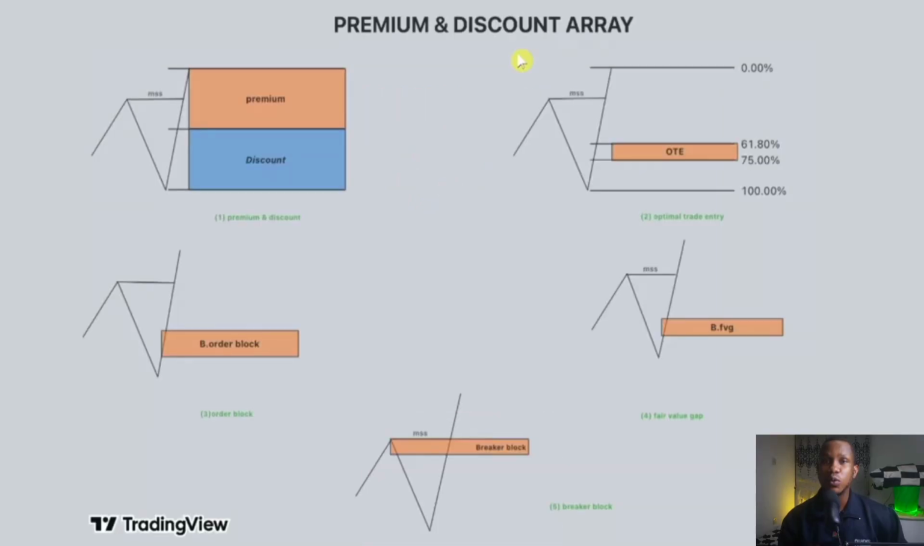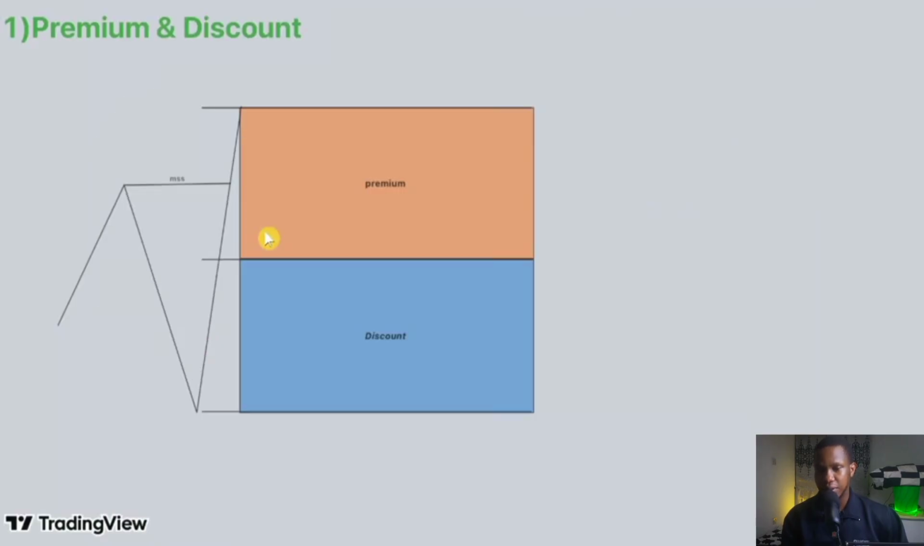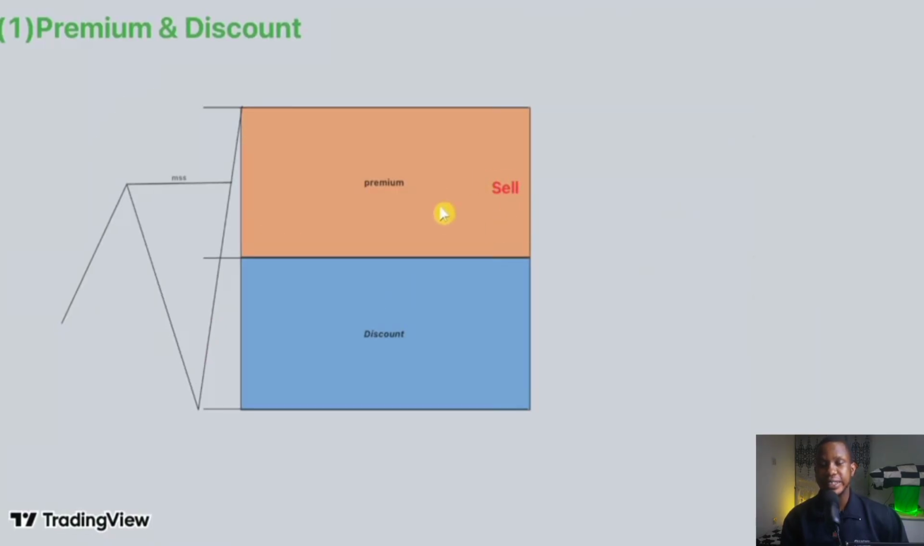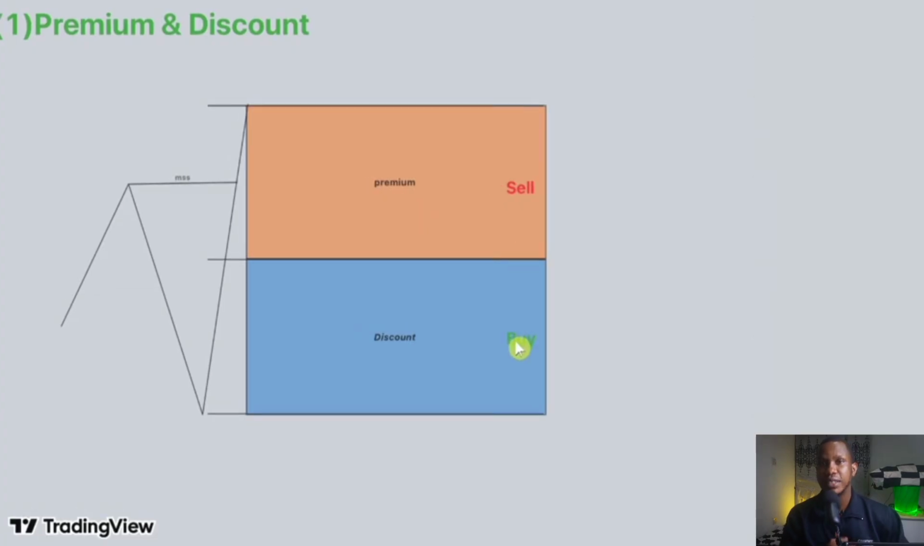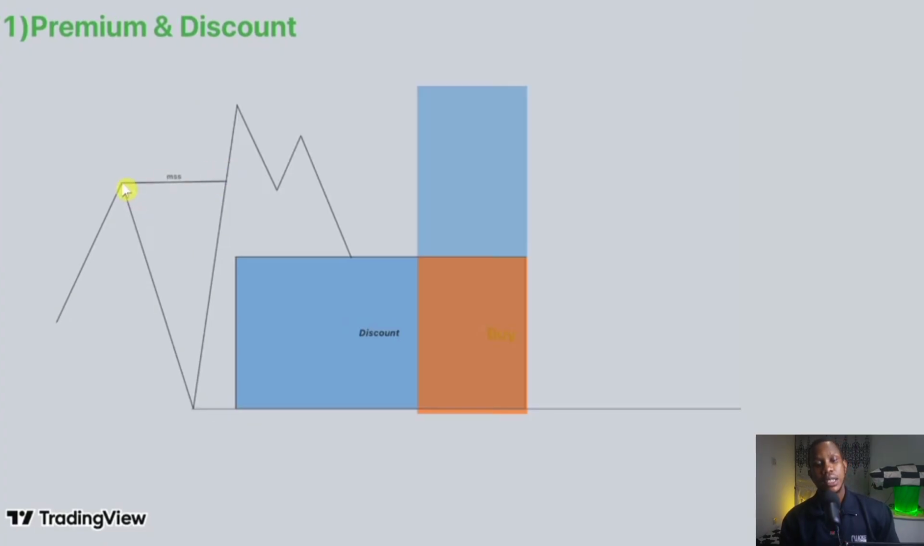Here is most of the PD arrays we have. Number one is the premium and discount, number two is the ICT optimal trade entry, number three is the ICT order block, number four is the ICT fair value gap, and number five is the ICT breaker block. So with the ICT premium and discount, we want to sell from a premium level, and ICT talked about buying from a discounted level. So after this market structure shift, we want price action to come back to this level.